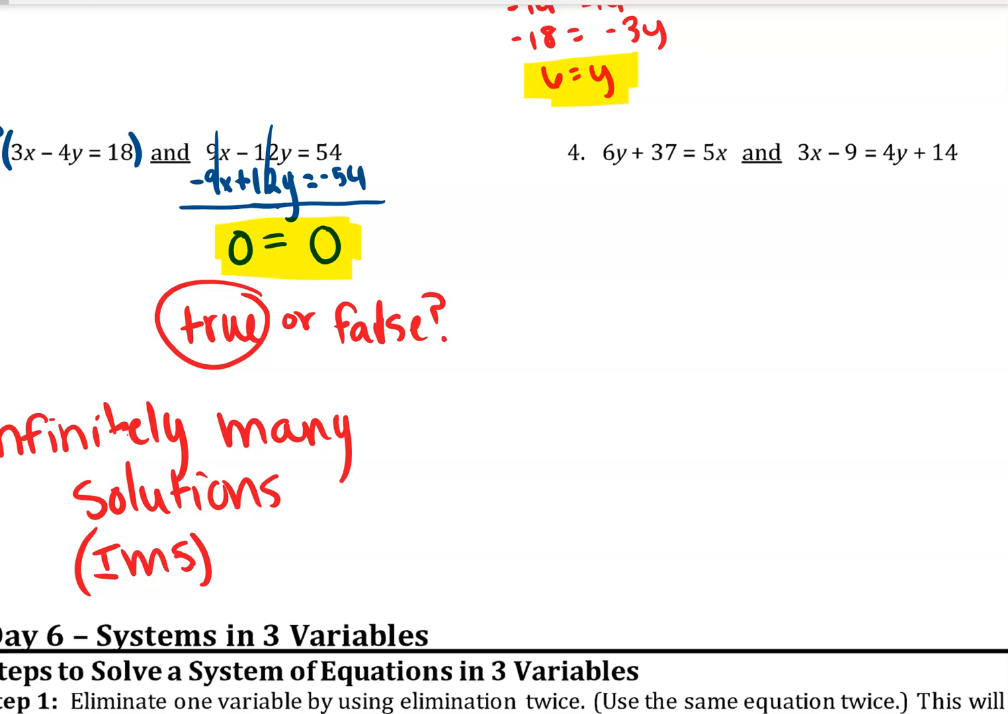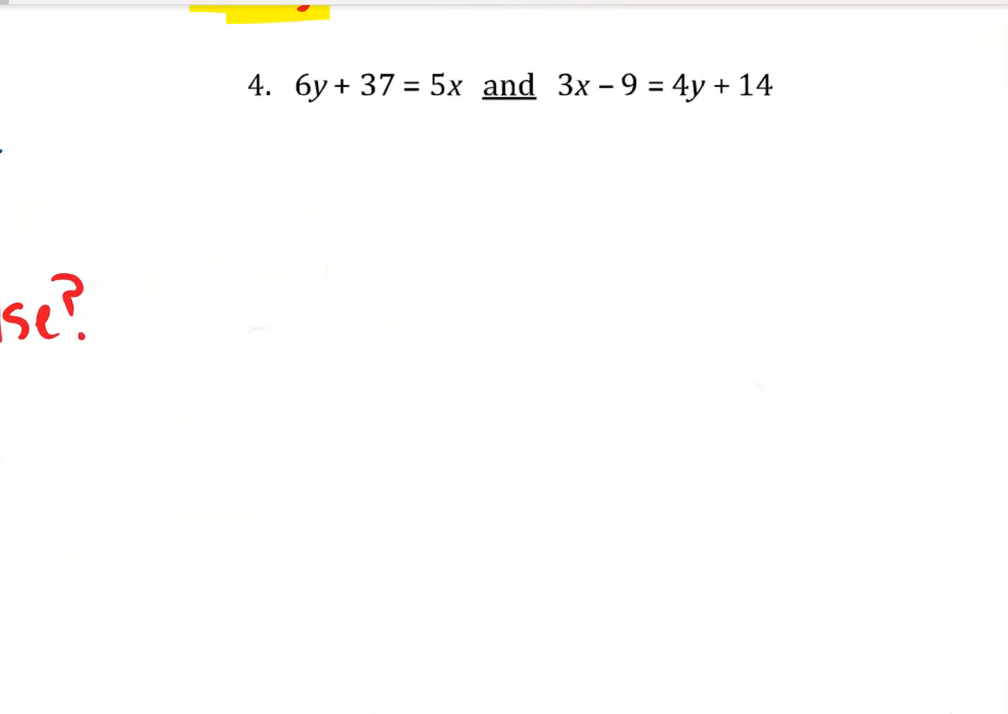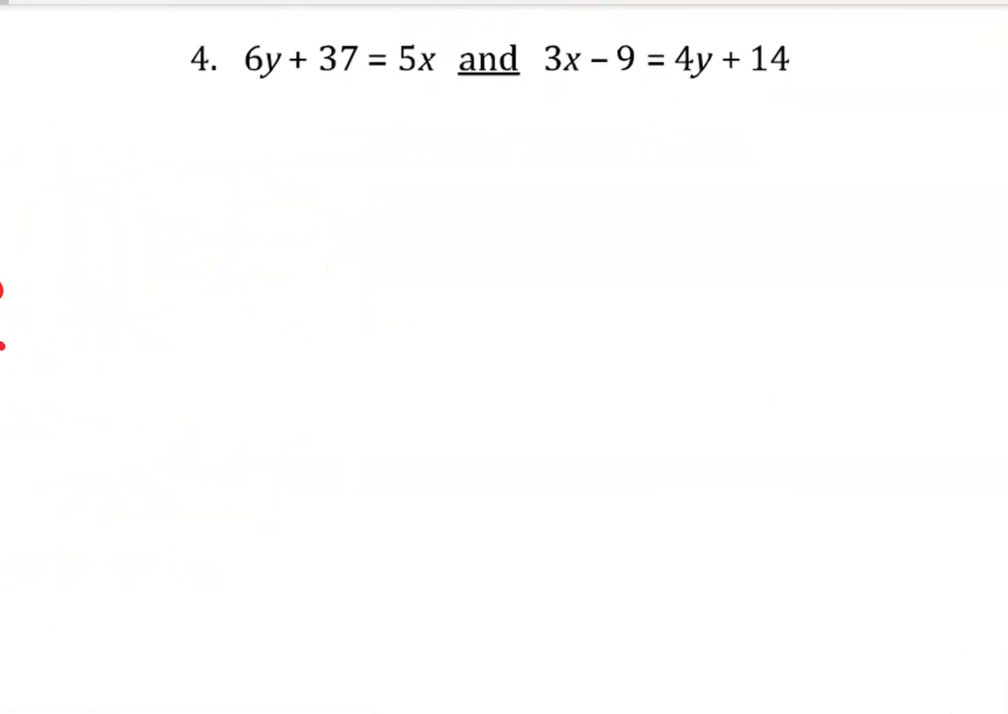All right, last one. So step 1 is to get them both in standard form. I'm going to do this kind of quickly. To get them both in standard form, I'm going to subtract the 5x to the other side. I'm going to leave the 6y where it is. I like the 6y on the left side, but I want to move this 37 over to the right. So I'm going to subtract the 37 over to the right.